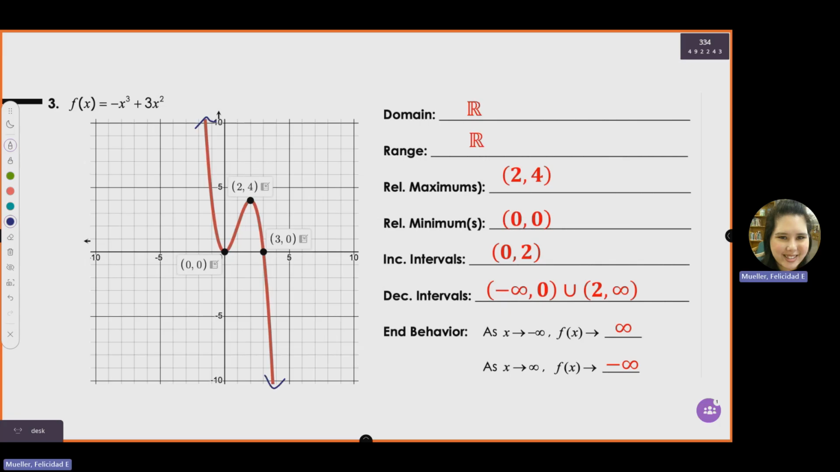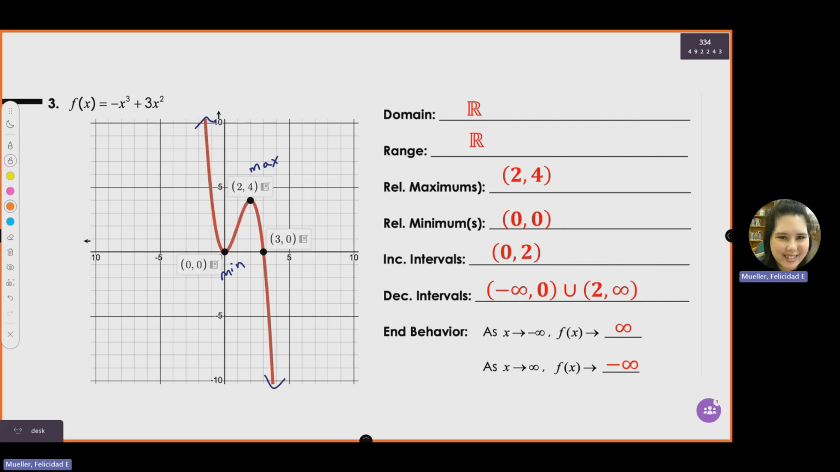The only thing I don't have on these are my arrows. Again, as I said, domain, all real numbers. Range, since I have arrows in both directions, is all real numbers. We have a max here because it is the highest point. This is a min. So our max is at (2, 4). Our minimum's at (0, 0).